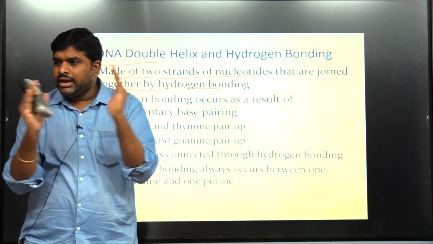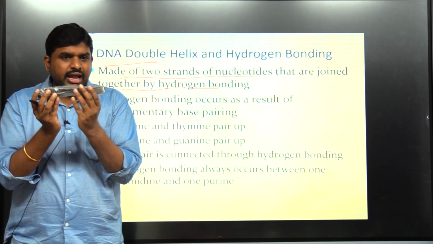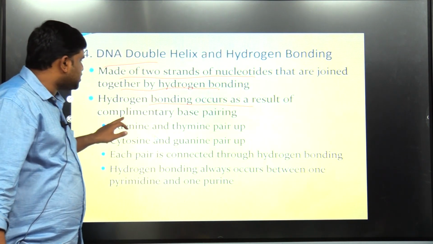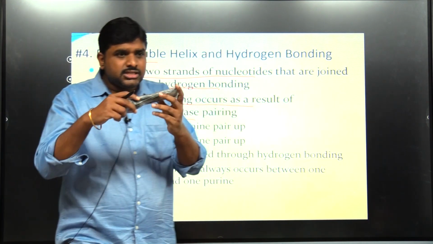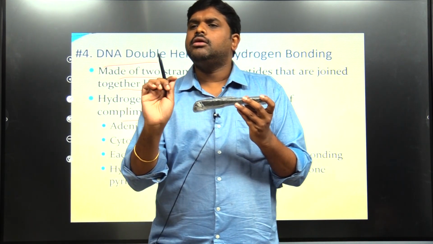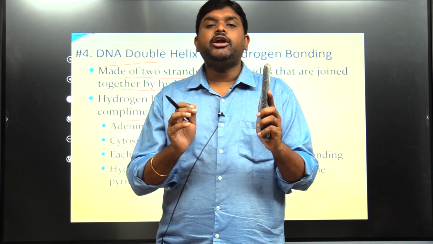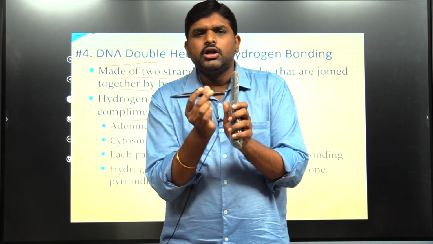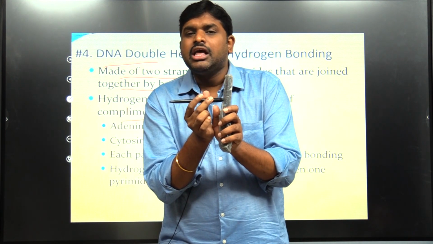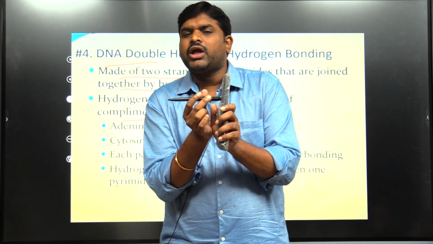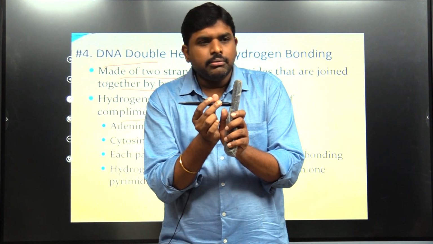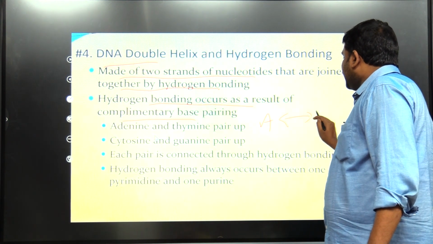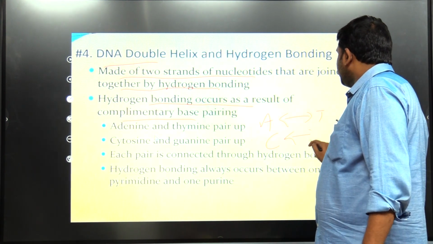The 2 are joined by a line in between. That line is called hydrogen bonding. Hydrogen bonding occurs as a result of complementary base pairing. Here, a nucleotide of one strand and a nucleotide of another strand will join together with a bond called hydrogen bond. So how will this joining happen? One pyrimidine will join with one purine. How, sir? A with T, C with G.